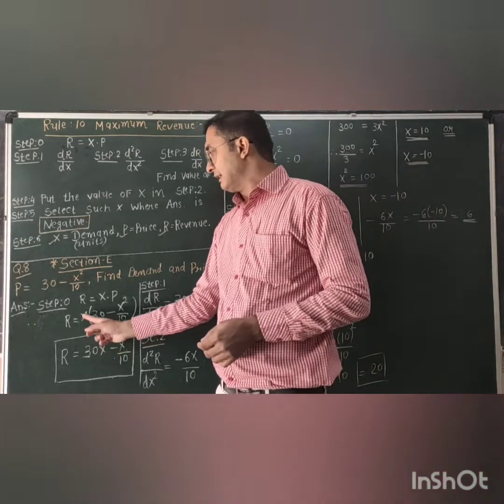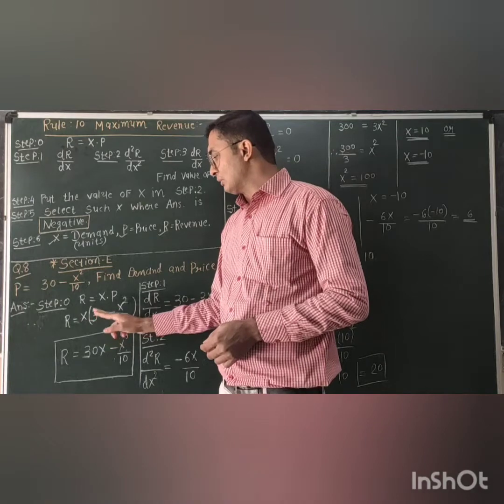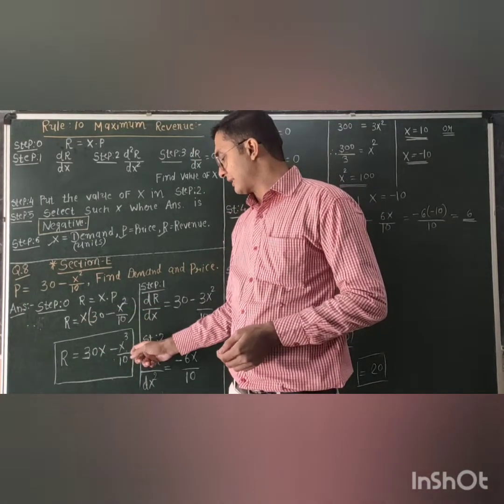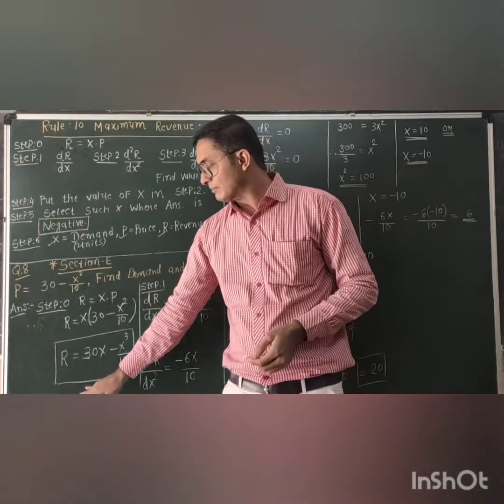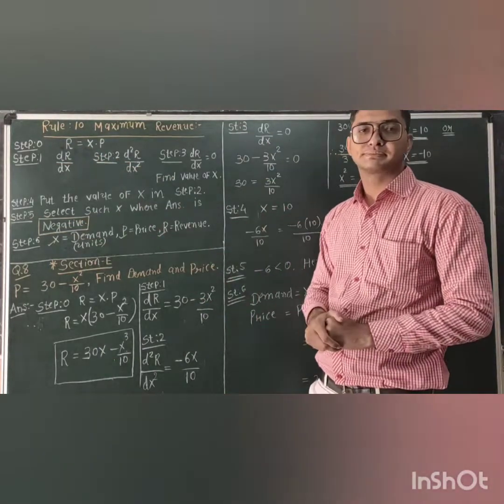Now x is multiplied with 30 as well as x square. So x into 30 becomes 30x, and x square multiplied by x becomes x cube divided by 10. So this is step number 0, extra work to start this sum.